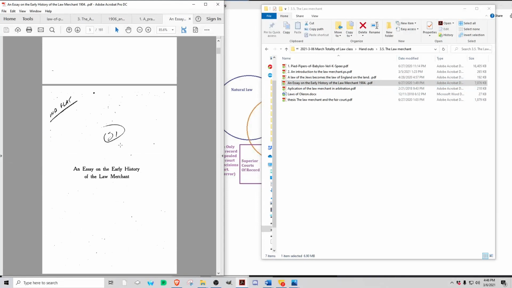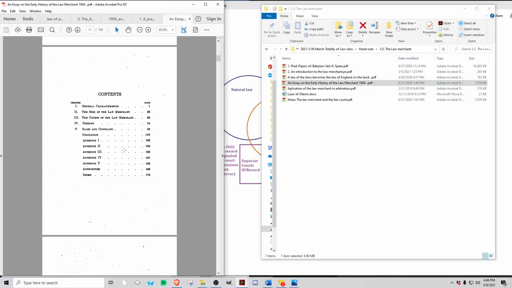It's about 200 pages, but it's very concise and only focuses on the law merchant: what these things are, where they came from, and the courts of the law merchant, which we'll get into with the Fair Court of St. Ives. You can read the treatise here, but this will be an aspect of it.